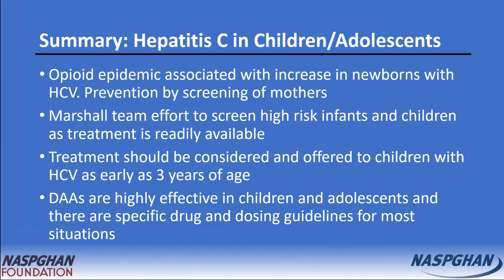So I'd like to summarize this by telling you that hepatitis C in children and adolescents, we've seen the opioid epidemic associate with an increase not only in newborns who are born with HCV, but also in a spike in HCV in adolescents. We can prevent the transmission to newborns by screening of their mothers and identify adolescents who need therapy by screening adolescents. We really need to put together a team effort now. PCPs are a forefront of this. Public awareness is a forefront of this to screen high-risk infants and children as we have readily available, safe, and effective therapies. And really, treatment should be considered and offered to children with hepatitis C as soon as it's identified, as early as 3 years of age.